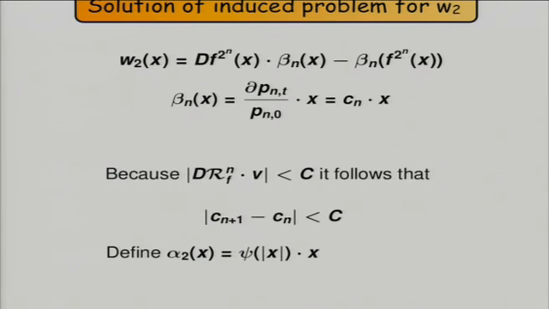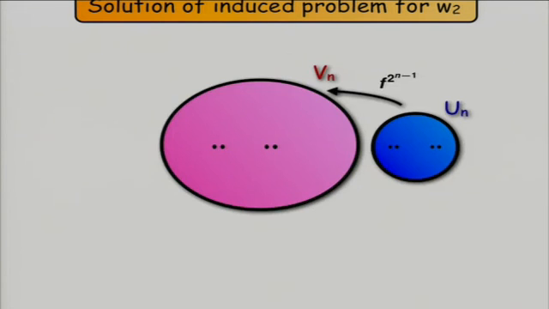For WV2, this assumption is also important. This assumption implies the following. This constant, I don't have time to explain what it is, is some Cn, and this Cn does not change too much. So consecutive terms are close, the distance is bounded by a constant C. So I'm going to glue all these linear maps in all scales, and define alpha 2 in this way. Psi depends only on the modulus of x times x.